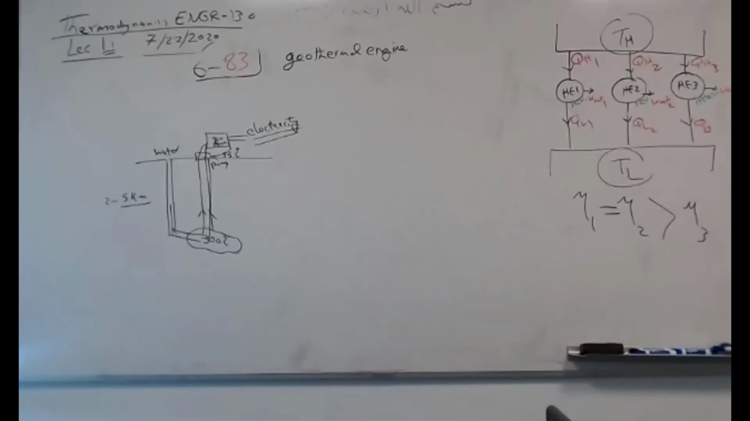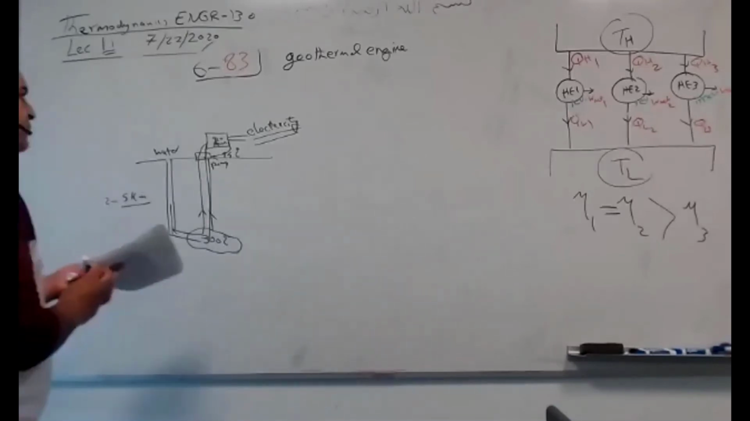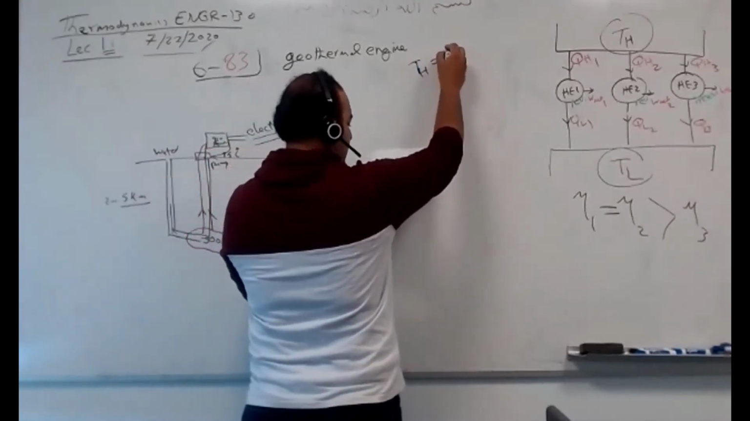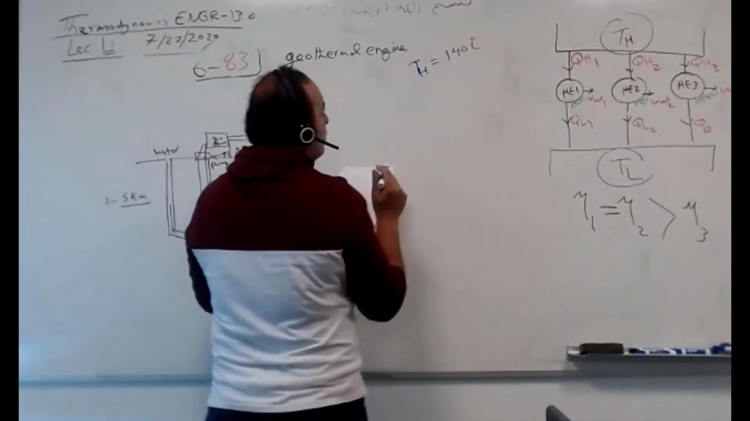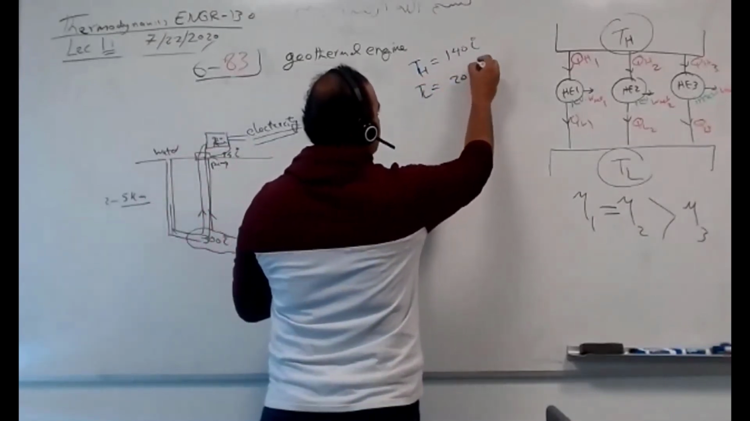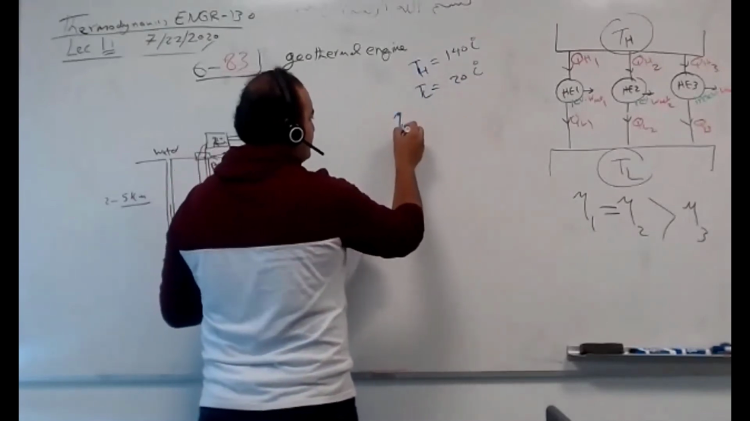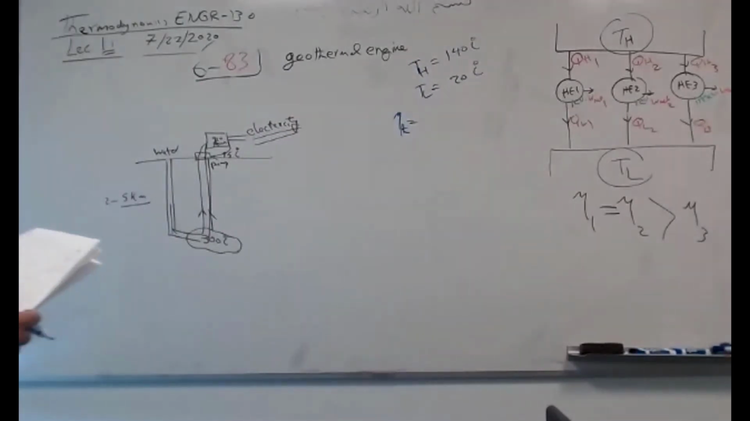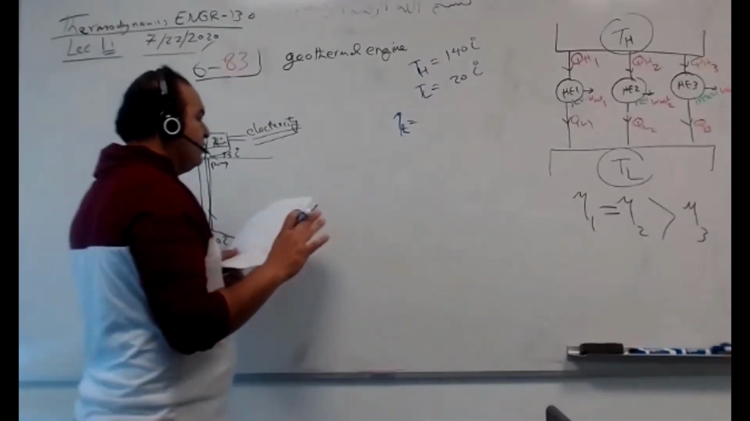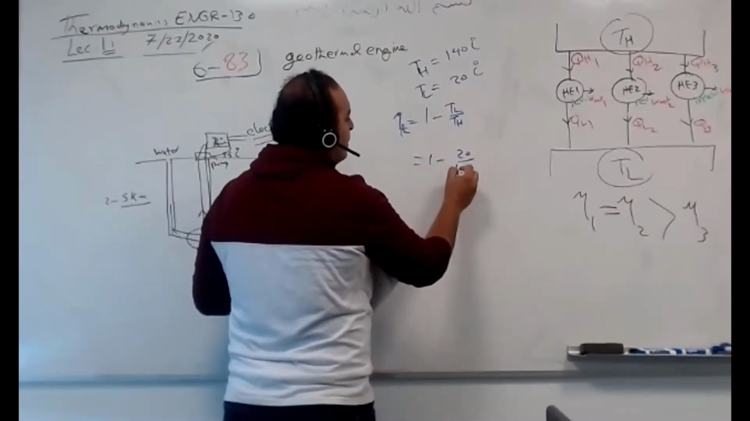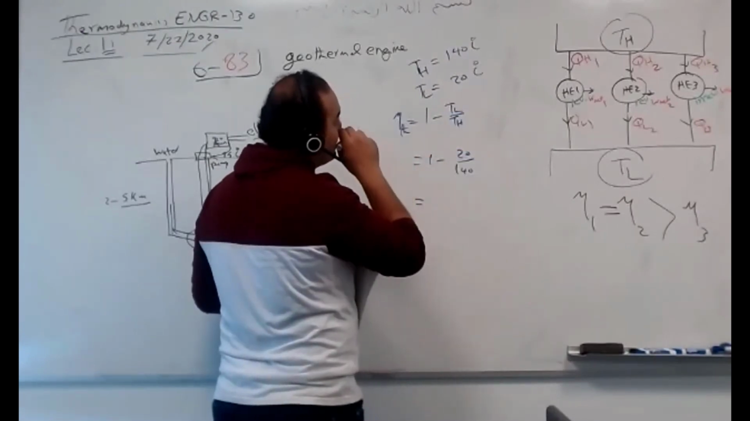So we have here in this problem, he gave you T high was 140 Celsius, a little bit smaller, 140 Celsius. T low was 20 Celsius. He wants the thermal efficiency of this cycle. So what is the thermal efficiency, guys? Can somebody tell me what is it? Calculate, please. If it's ideal, if it's reversible, it's 1 minus T low over T high. 1 minus 20 over 140. It's about what? How much, you guys?